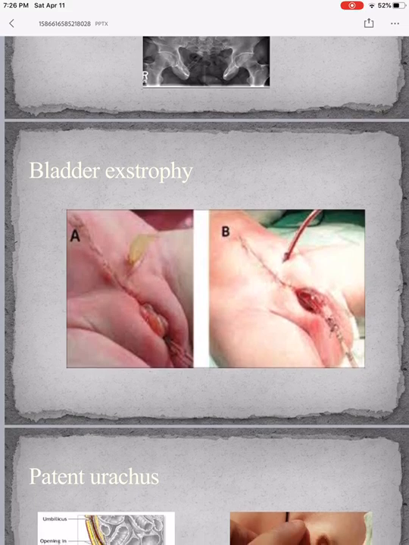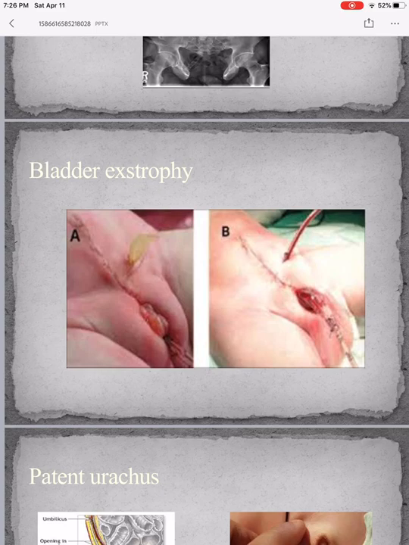What's important here is that bladder exstrophy is quite a rare anomaly. It presents in about 1 in 25,000 up to 1 in 50,000 live births, and is also associated with epispadias. Epispadias means the opening of the urethra is on the dorsum of the penis, with or without incontinence.